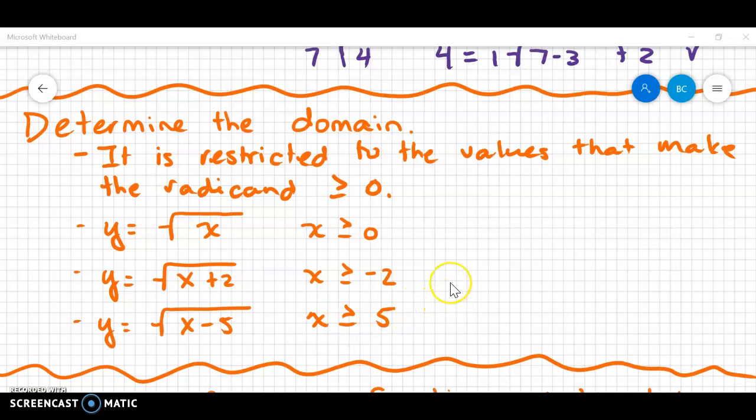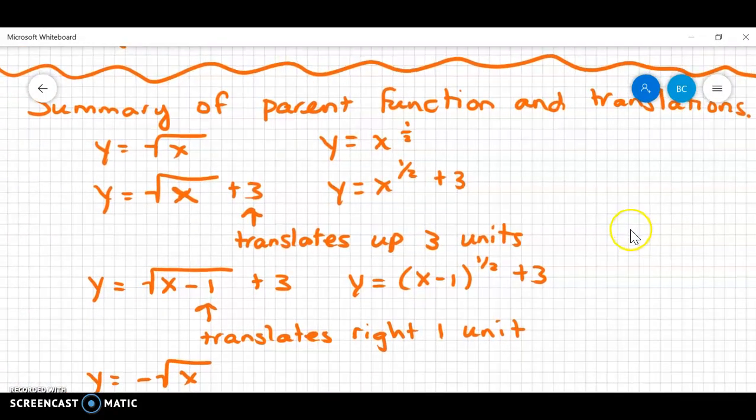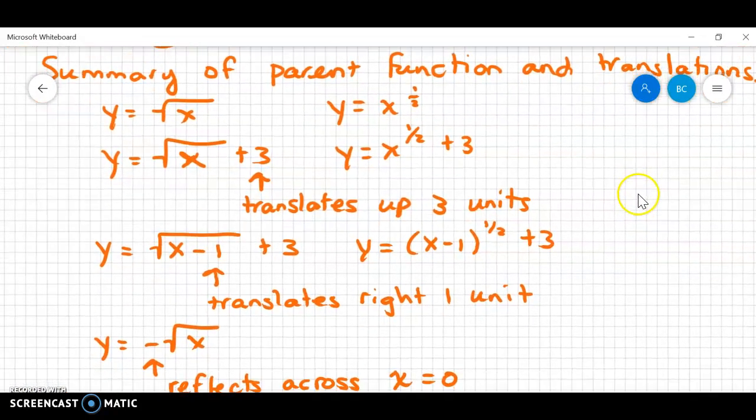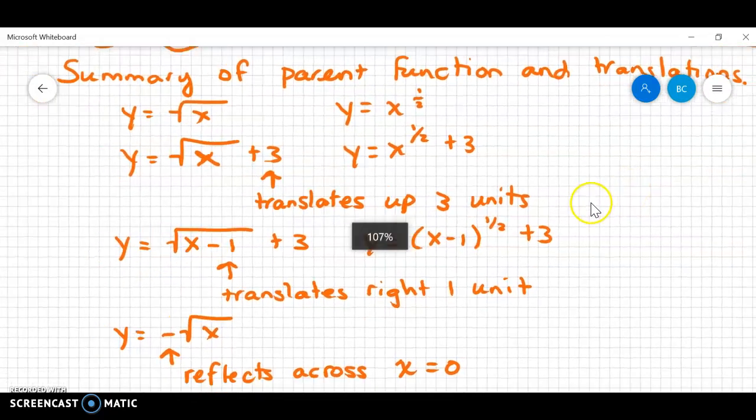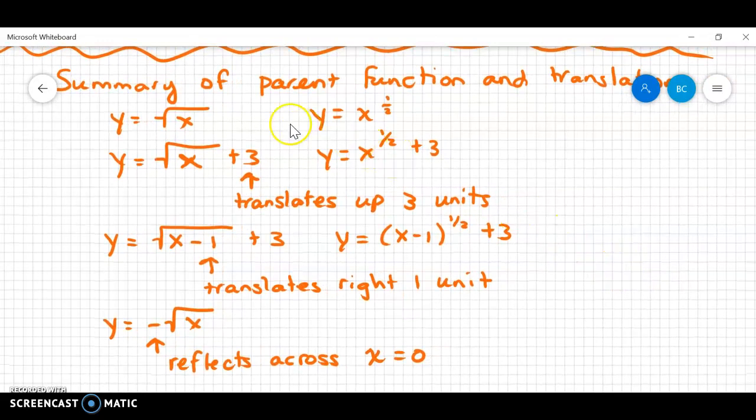You'll have some problems asking you to do that on your homework tonight, so you can come back to this section of the video if you need some help with that piece. And then finally, I just want to summarize. We've talked about all of the pieces of this, but I just want to summarize the parent function and then the translations that might happen.